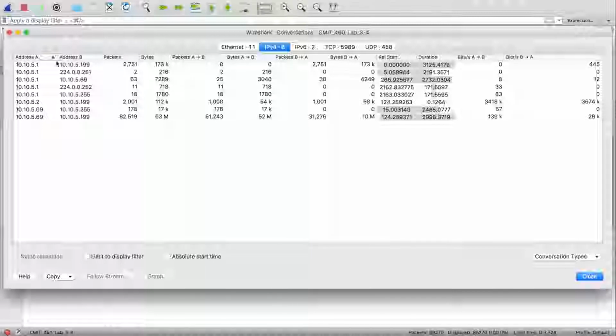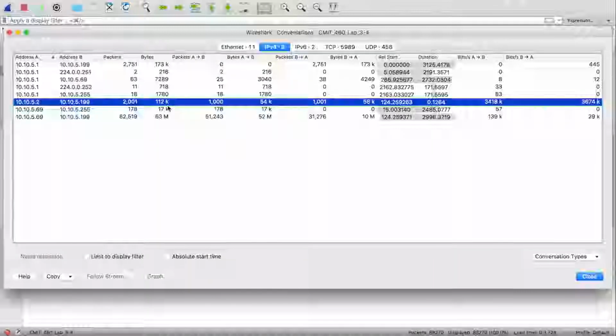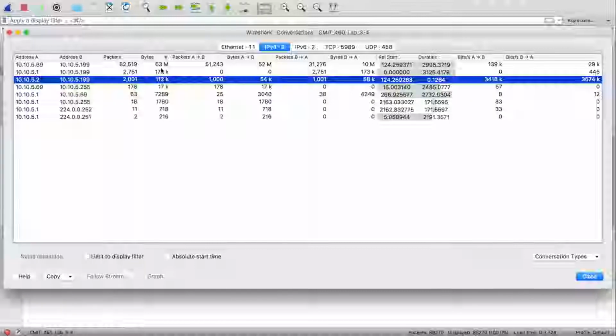In the Conversations view, you can see the two addresses, the number of packets, the number of bytes, the number of bytes in each direction, as well as the duration. When I think about conversations that are potentially relevant to an investigation, what I'm looking for are the top talkers. So I can sort by bytes, which is not always the same as packets, but often fairly close.